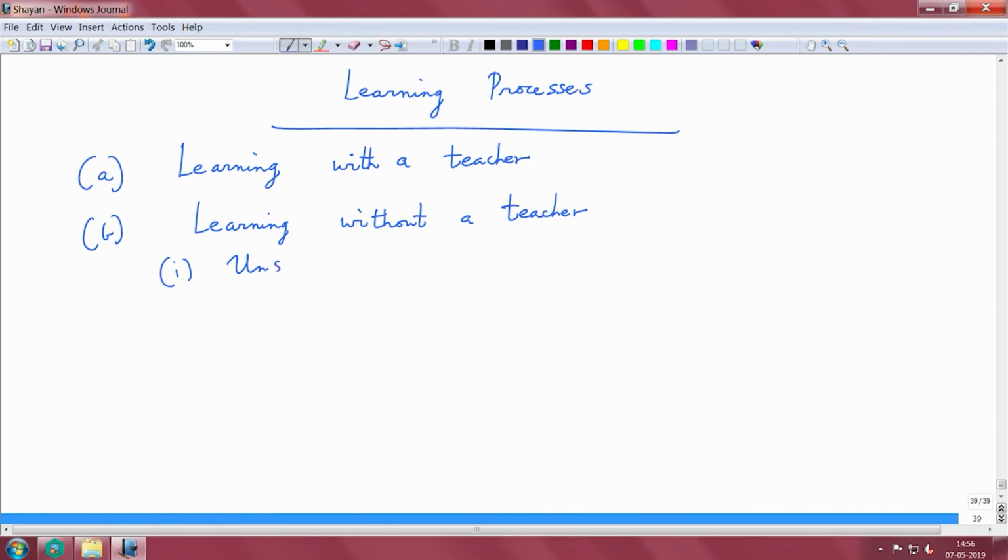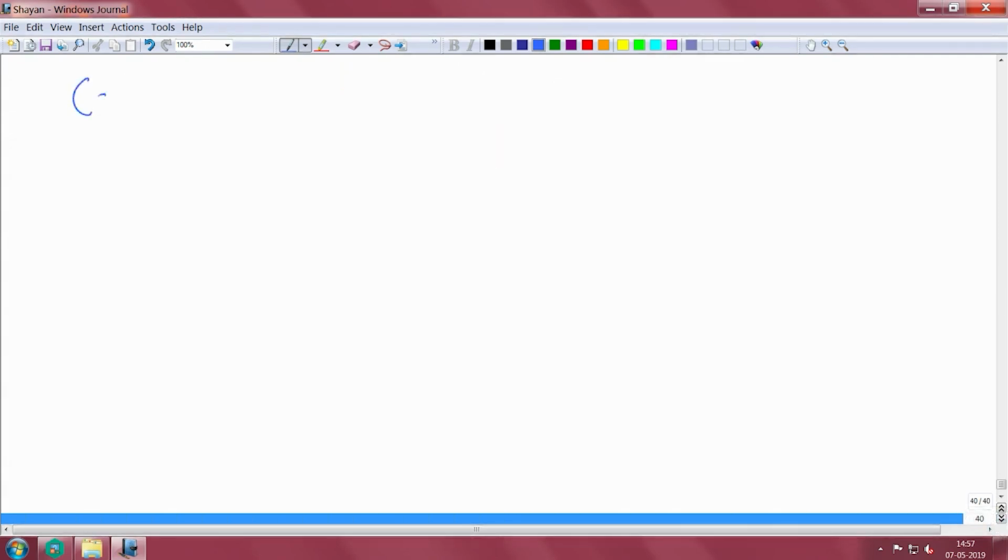One is unsupervised learning and the other is reinforcement learning. Okay. So, we have unsupervised learning and then we have reinforcement learning. If we see through a block diagram what really is happening, then we can appreciate the learning processes. So, let us get started with the first learning mechanism, which is learning with the help of a teacher.